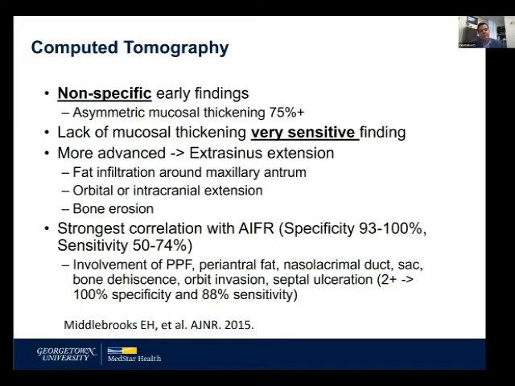So when we start getting more advanced disease, we see that extra sinus extension, you see the fat obliteration around the maxillary sinus, and obviously orbital or intracranial extension and bone erosion. If you see infection extending to the brain, you obviously know it's serious.